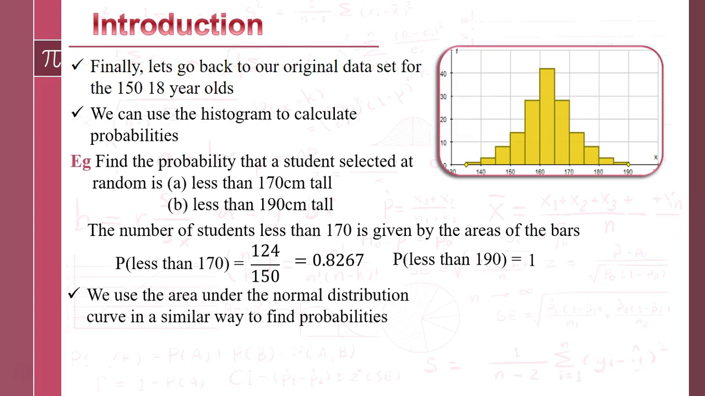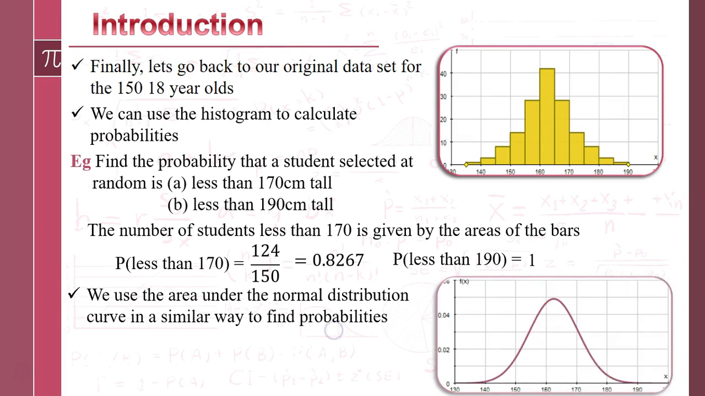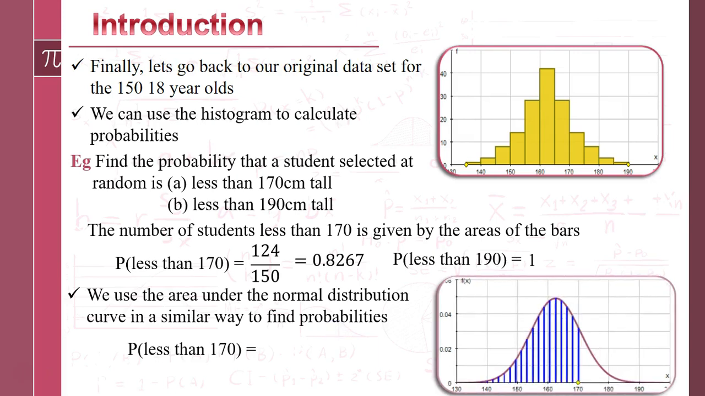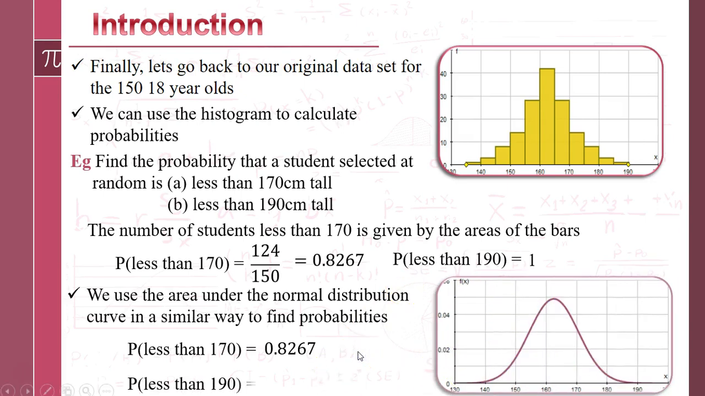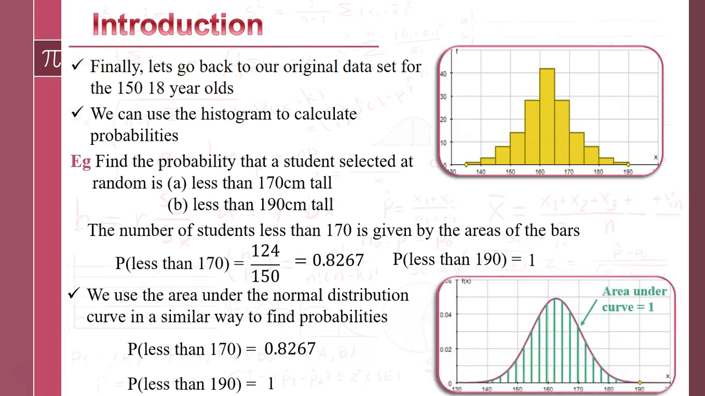If we do exactly the same thing using a normal distribution curve, so there's our normal distribution curve for this data, and if we said less than 170, there it is. What we've got now is the area under the curve is 0.8267. So what we're saying is the probability is given by the area under a normal distribution curve. The key thing is it's the area, in this case, to the left of our 170. And the other point I want to make is that for less than 190, clearly the complete area under the curve is going to be an area of 1.